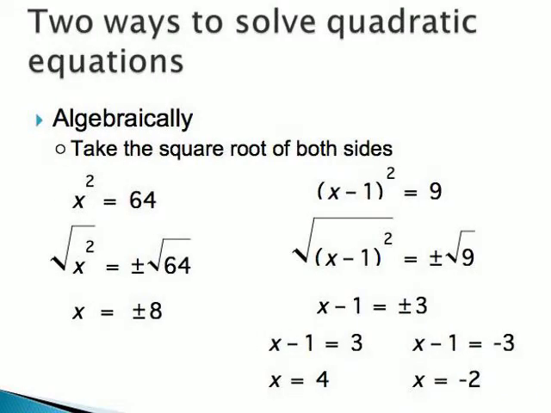If you have one side squared and no variable on the other side, you can take the square root of both sides. Just remember that both a positive and negative number square to 64. So there are 2 square roots, positive 8 and negative 8, because both of those numbers square to 64.